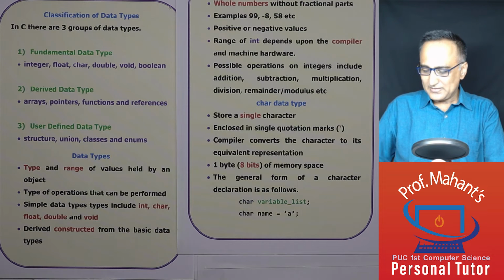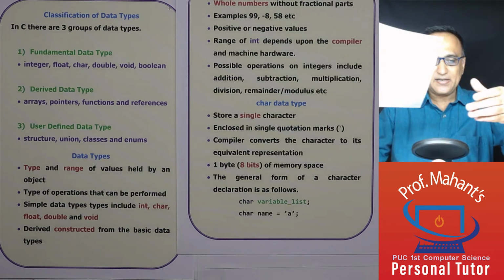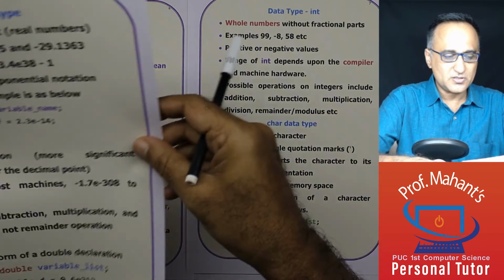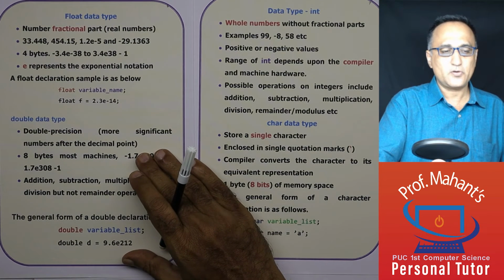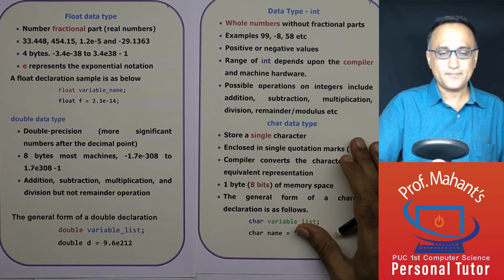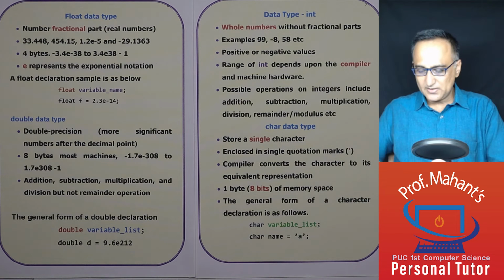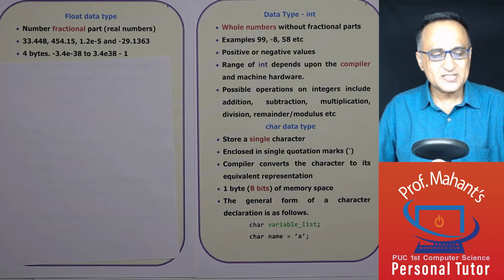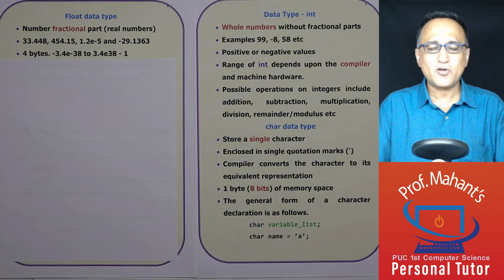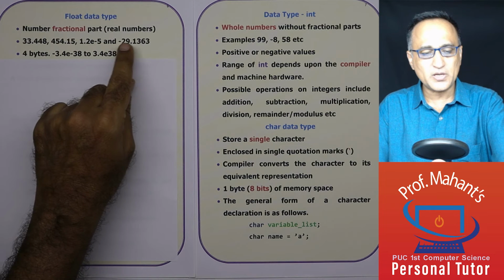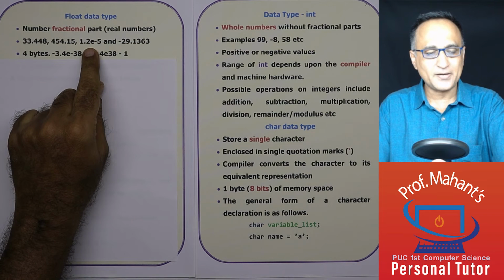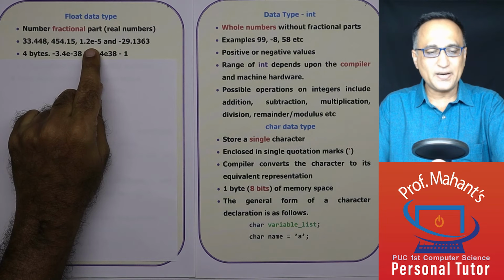Now let's take a look at the other two data types, which are float and double. Floating point means numbers which, in maths, you call the real numbers. They have both a whole number part and an optional decimal part after that. These are all examples of floating point numbers. This one is in the exponential format. Now this e you can replace by 10. So it is 1.2 times 10 raised to minus 5.